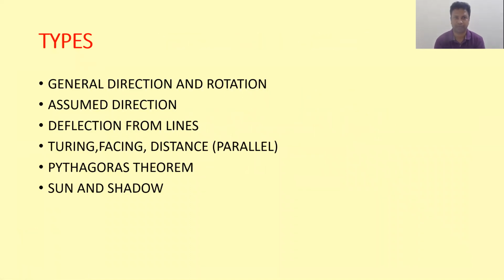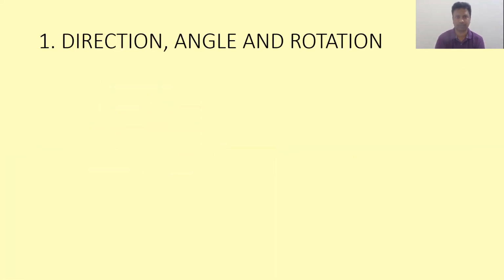Totally 6 types. The first type is general direction and rotation, and the second is assumed direction. Third is deflection from the lines, that is deflection from horizontal and vertical lines. Fourth is turning, facing, distance, directions, parallels. Fifth is Pythagoras theorem. And sixth is sun and shadow. So first, direction, angle, and rotation.